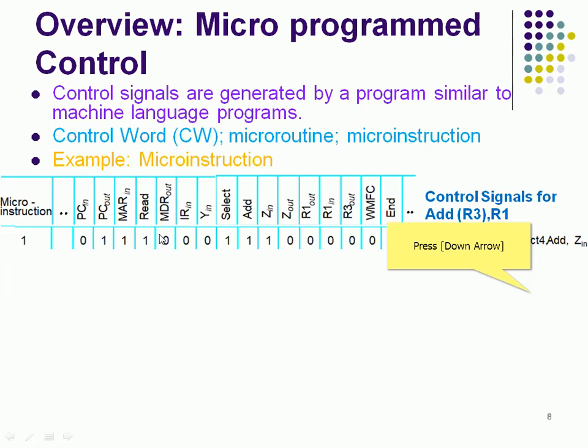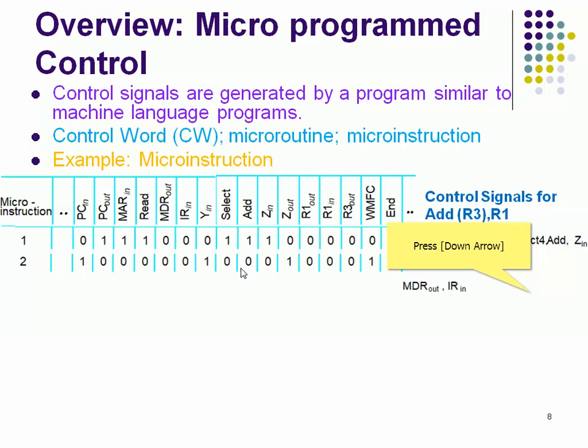Anyhow, for this, what are the micro instructions we can see? Z out will be 1, PC in is equal to 1, Y in equal to 1, and wait for memory function will be 1. The remaining will be 0. So the second micro instruction is ready.